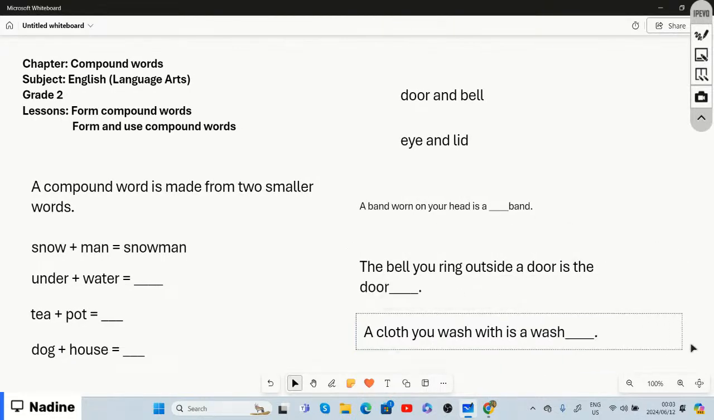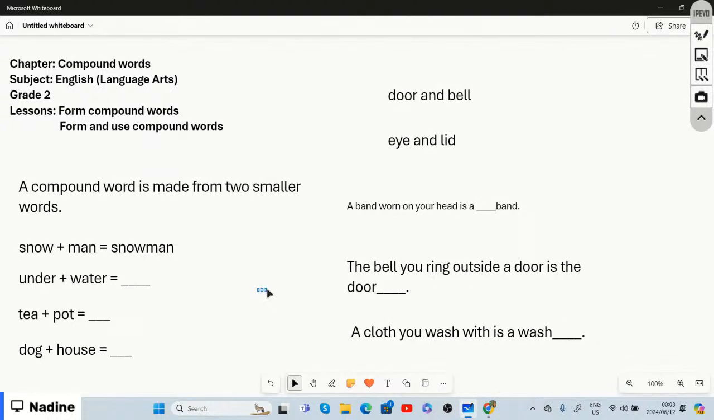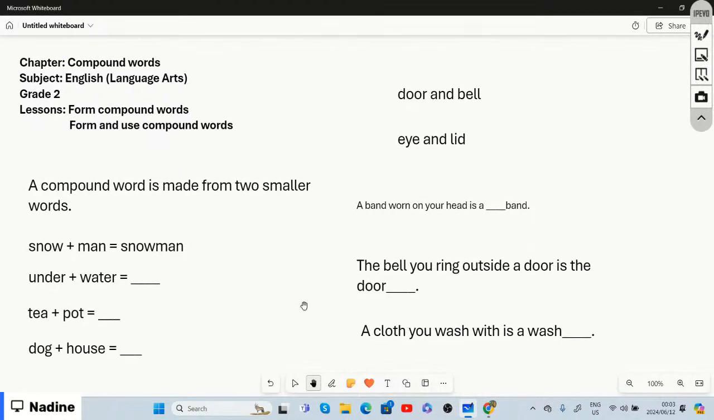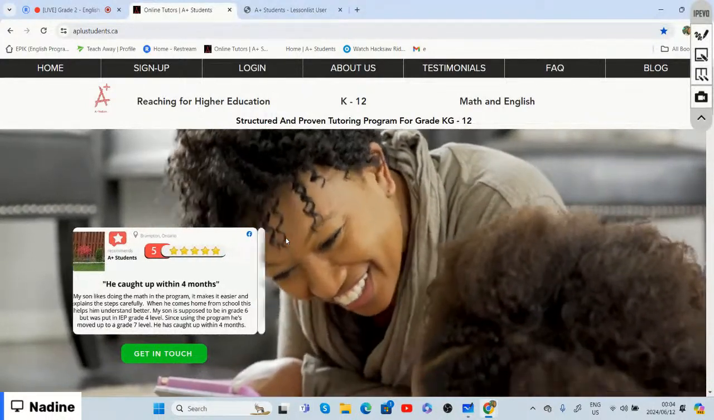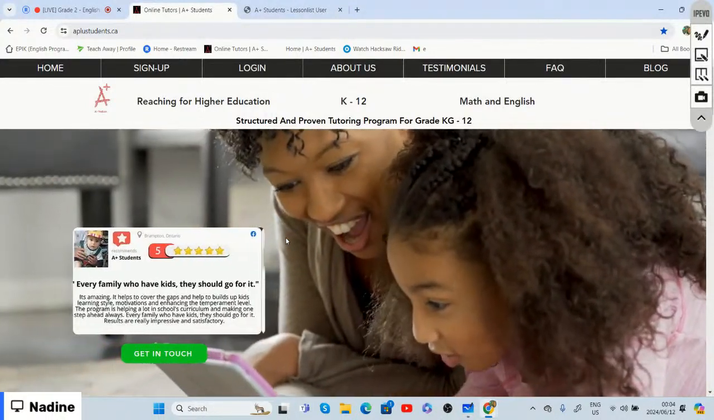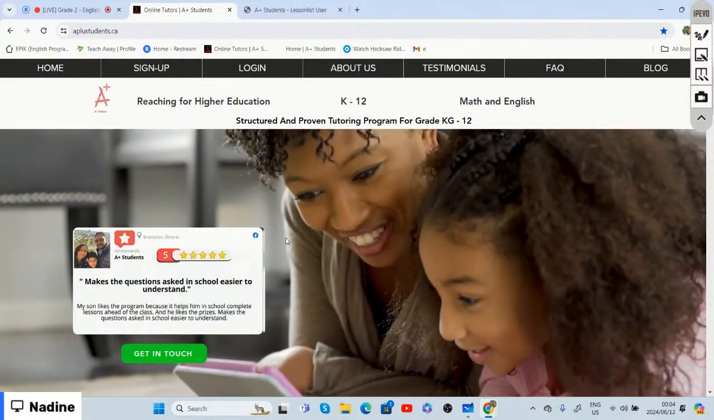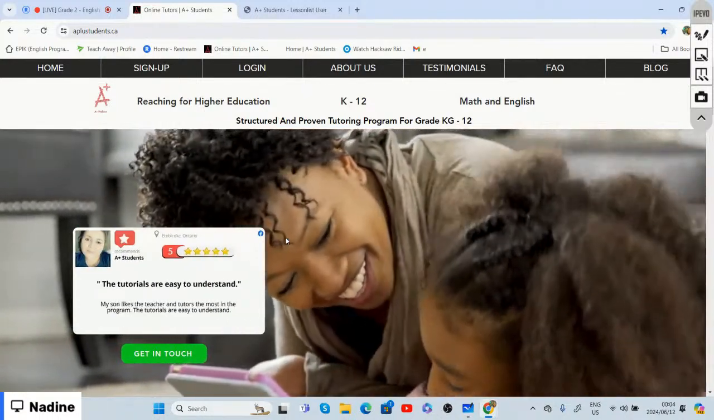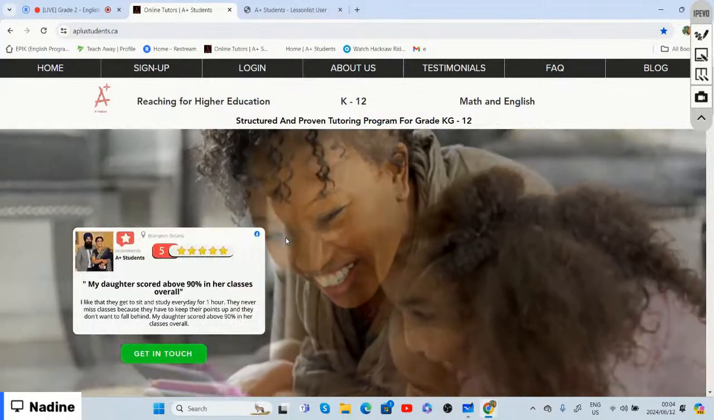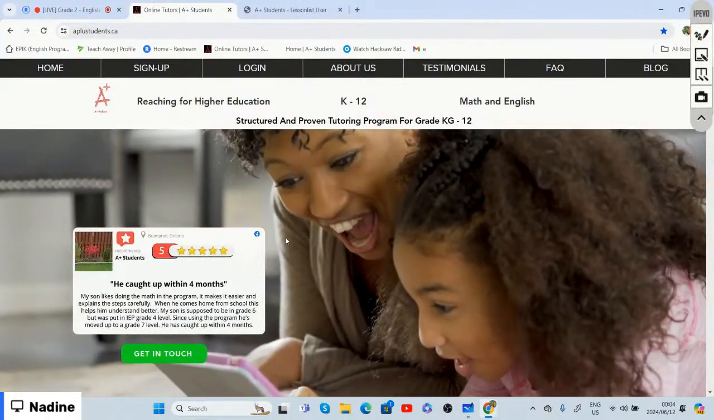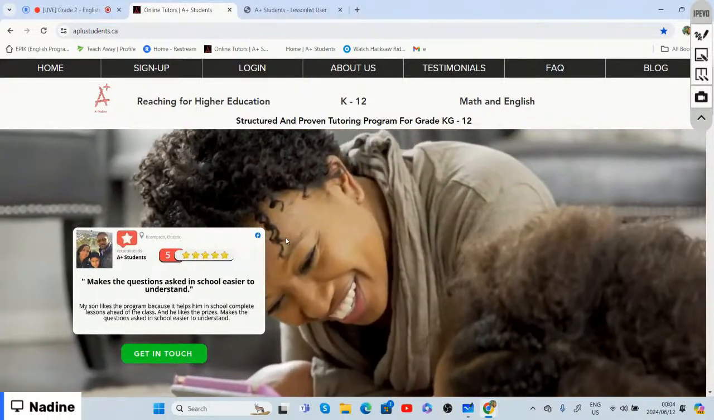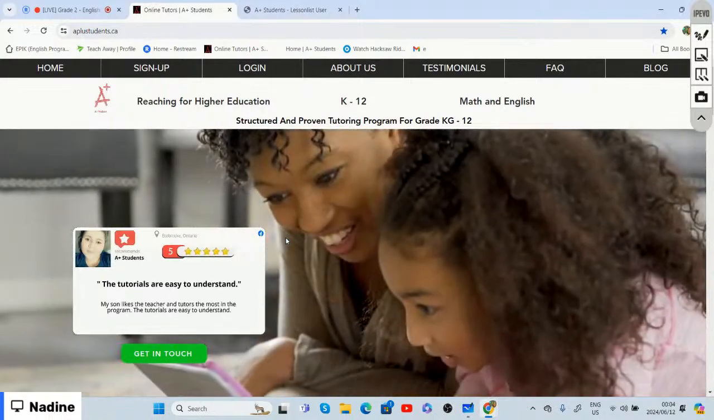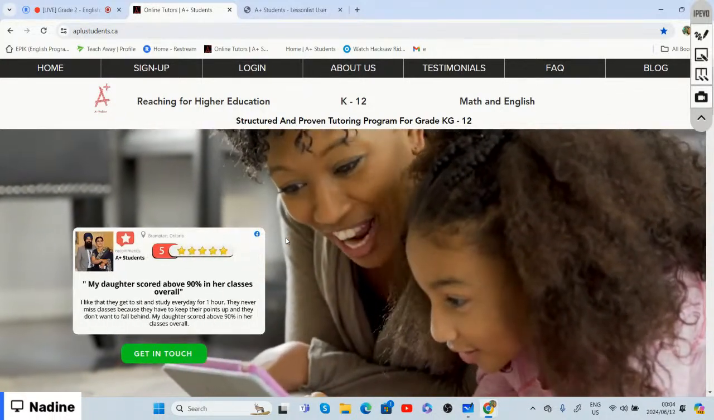Today we'll be doing our grade 2 English lesson on compound words. Before we start, we're going to log on to aplusstudents.ca. Once we've logged on with our username as well as our password, all right, so we are on aplusstudents.ca.